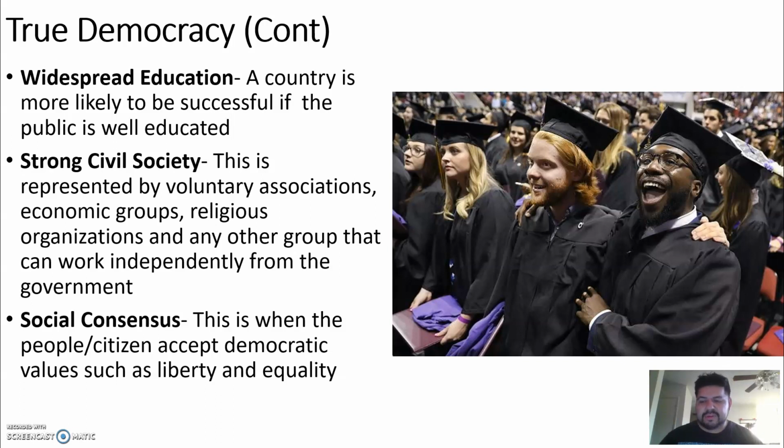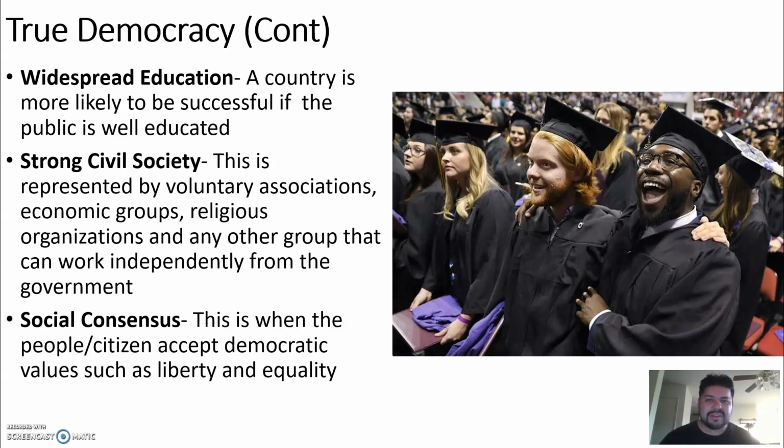The last one is social consciousness. Now, this is when the citizens accept democratic values such as liberty and equality. Equality is not just about race, it's also about the sexes as well. We see that man and woman are equal. So it's not just about black, white, Latino, and Asian, also that. It's also men and women. There are different things when we talk about equality.